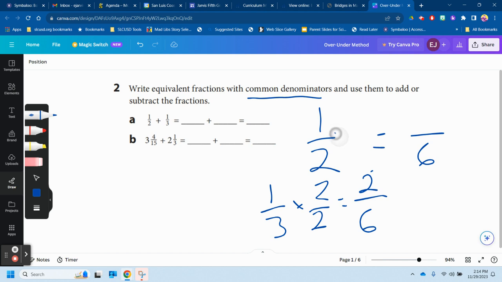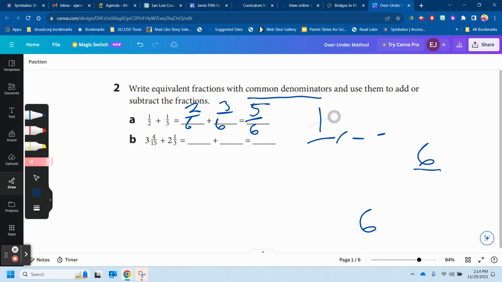Let me do the same for this. So what did I multiply the 2 by to get 3? 3. And 3/3 is equivalent to 1. If I multiply something by 1, I don't change its value. 1 times 3 is 3. So I rewrite these: 2/6 plus 3/6 is 5/6. Okay, so got that one settled.